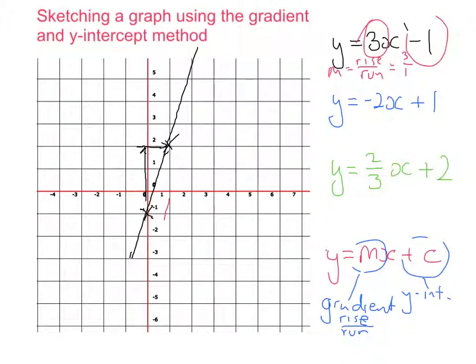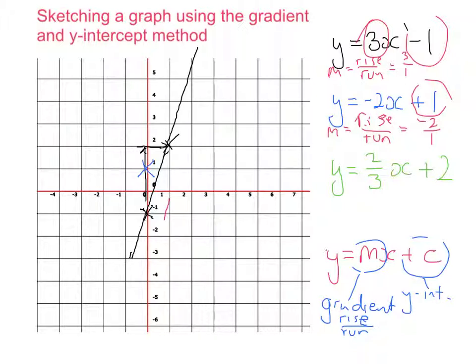So if we move on to the second equation, y equals -2x plus 1, we're going to start with our y-intercept of plus 1, which will be right there. And for our gradient, m is equal to rise over run, which is equal to -2 over 1. So if it's a whole number, just write it as a fraction over 1.